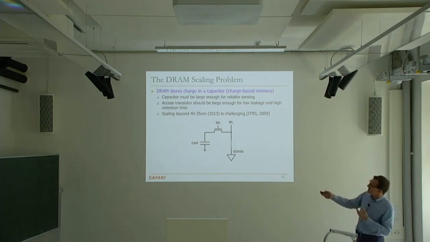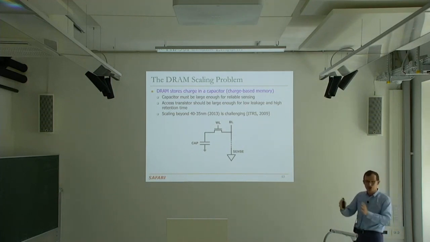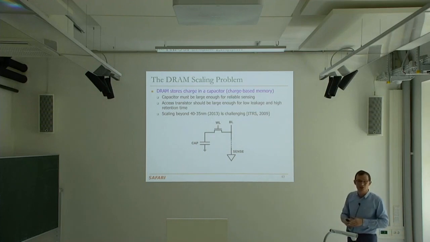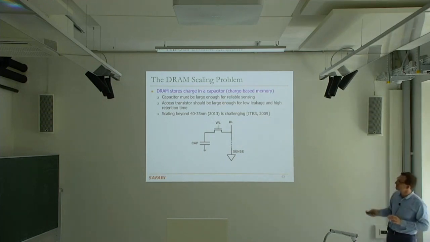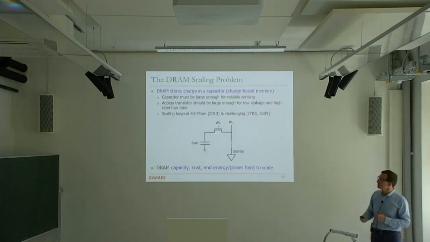So this was a value that was assigned to X by ITRS in 2009. Basically, in 2009, they said that reducing the feature size of the cell below 35 nanometers is challenging. And they were right. It was challenging. As a result, all of these are hard to scale, meaning that the things we want from memory are difficult to maintain, right?